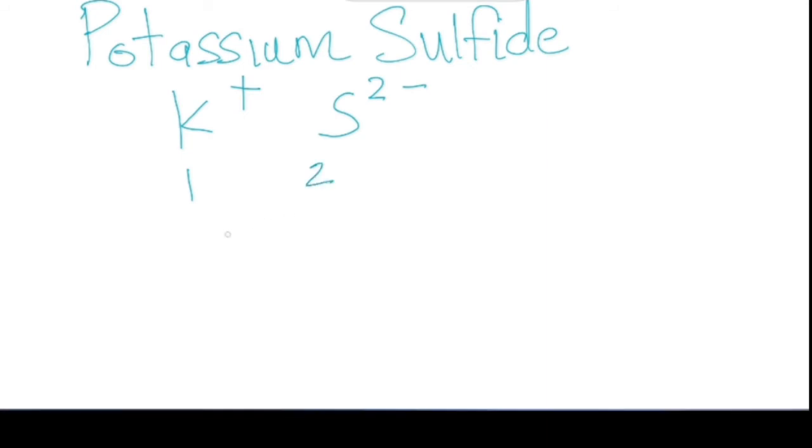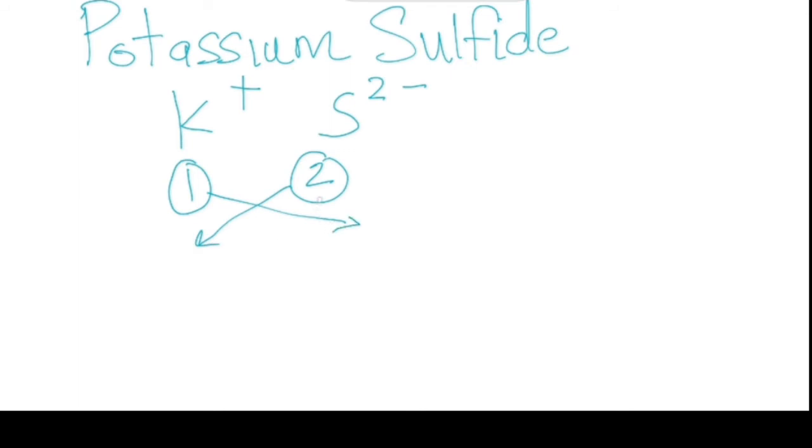So valency will be 2, and then you need to interchange the valency, which means the valency of sulfur will go to potassium and the valency of potassium will be going to sulfur. So the formula of potassium sulfide will be K2S. It's K2S, right? Is it clear?